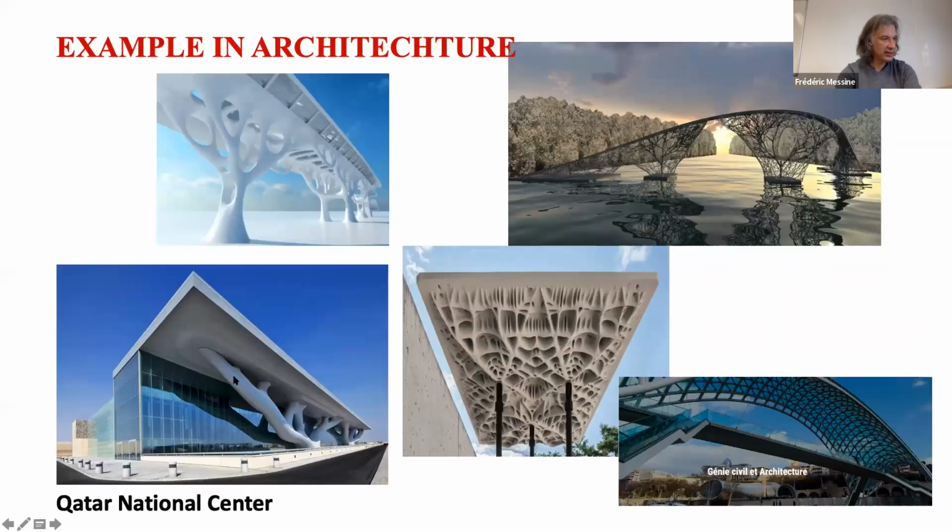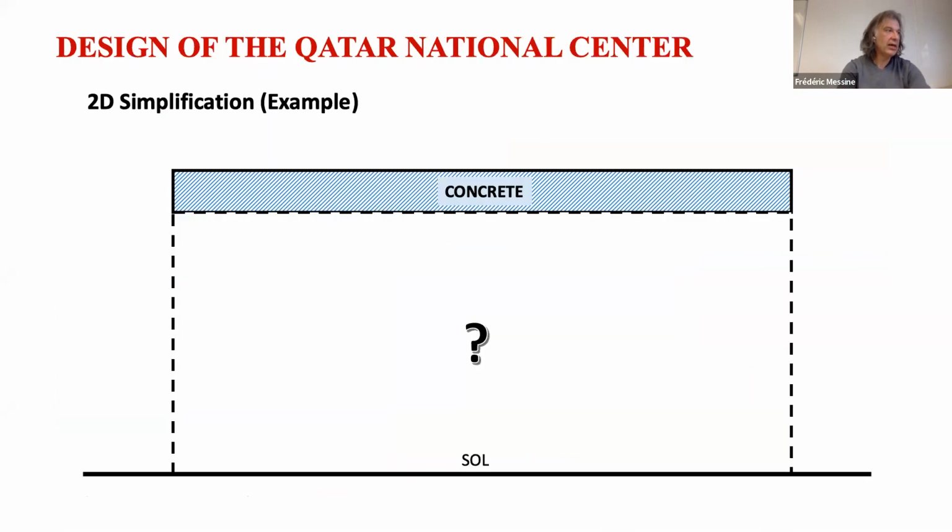So I will take this example, and I will explain on this example what topology optimization is and the method to solve this kind of optimization and to solve very huge problems. So we take a 2D simplification. That's just an example of the concrete here. And of course, we don't know what I have to put here to maintain the concrete above. That's the floor, not the soil, sorry.